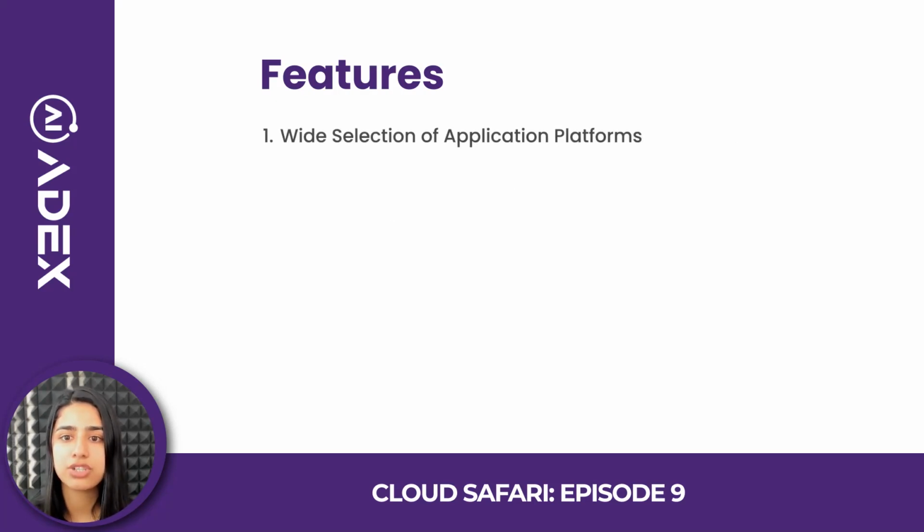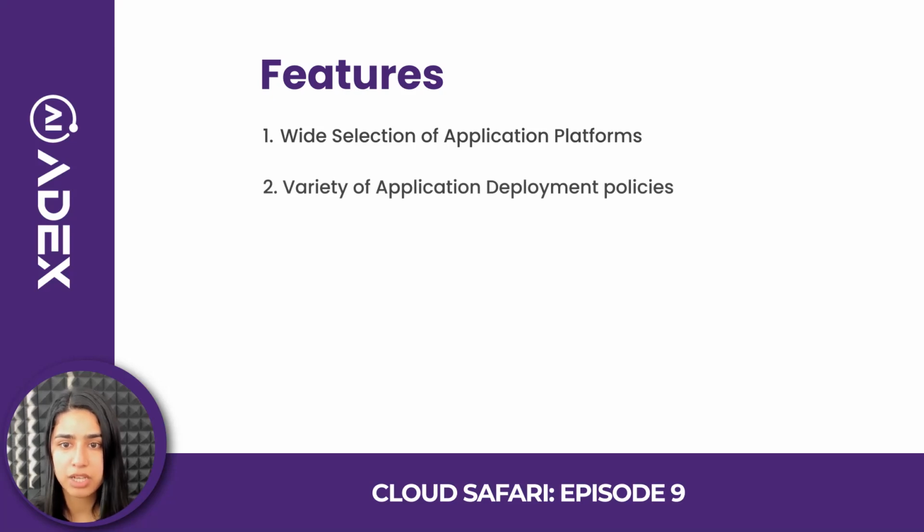The first one is a wide selection of application platforms. It supports a variety of programming languages including Java, .NET, Node.js, PHP, Ruby, Python, Go, and Docker. The second point is a variety of application deployment policies. It offers several deployment strategies to ensure a safe and smooth deployment, including all at once, rolling, rolling with an additional batch, immutable, and blue-green deployments. The third point is monitoring. It integrates CloudWatch and X-Ray. With this integration, you get access to real-time performance metrics like latency, CPU utilization, and response codes.